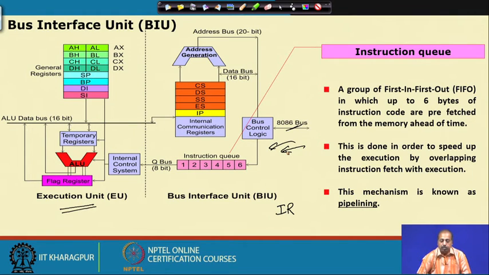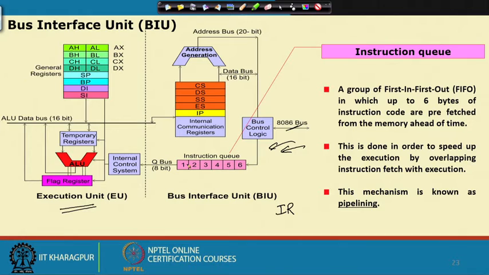In the instruction queue, the instructions are fetched and kept in first in first out order. So this is a FIFO queue in which up to 6 bytes of instruction code are prefetched from memory ahead of time. Many of the 8086 instructions can go up to 6 bytes, which is why the number 6 was chosen. If 6 bytes are fetched, at least one complete instruction is definitely available in the queue. There are instructions smaller than 6 bytes, but that does not matter, as it will always try to fill up this 6 byte queue.